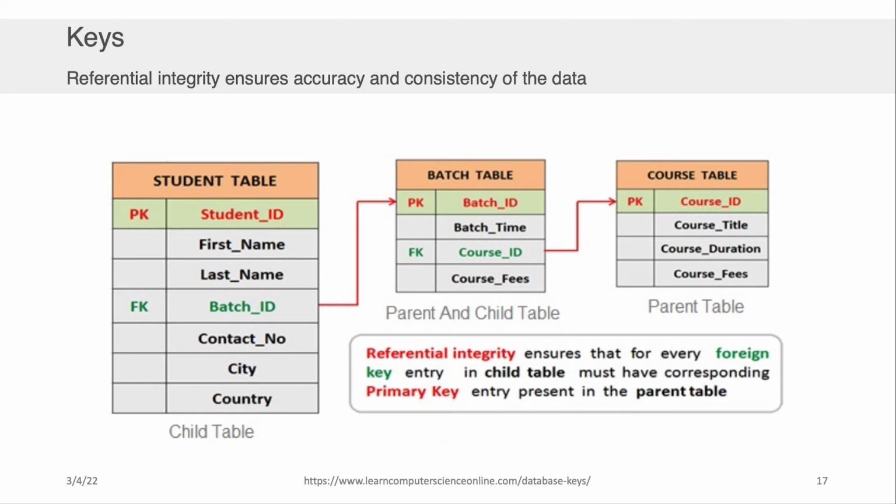So there's an idea when you're dealing with keys called referential integrity. This is meant to ensure that for every foreign key entry in a child table, there's a corresponding primary key present in the parent table, meaning that you can't make this batch ID a foreign key here unless it actually is the primary key in another table. For every unique value of the batch ID in the batch table, there has to be exactly one row that maps to it. If there was more than one, it would break the referential integrity and you would not be able to use this as a foreign key.